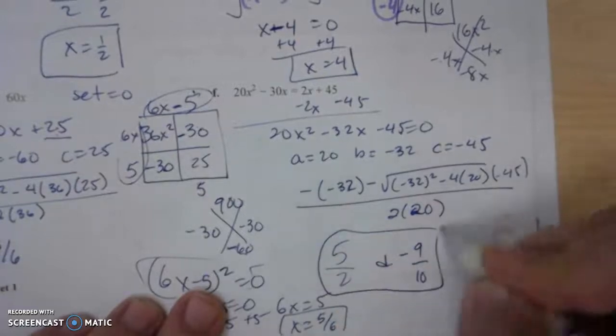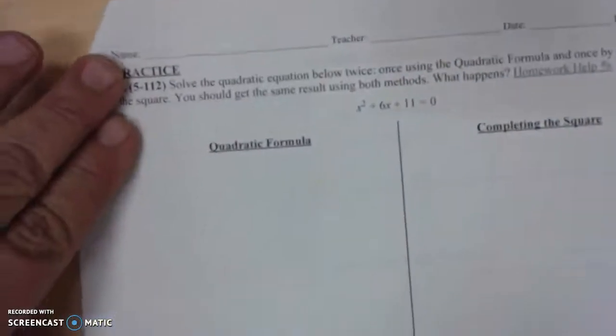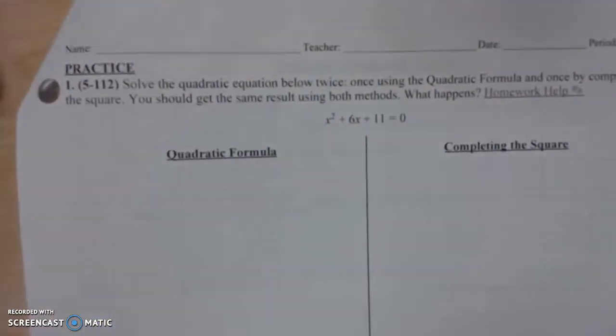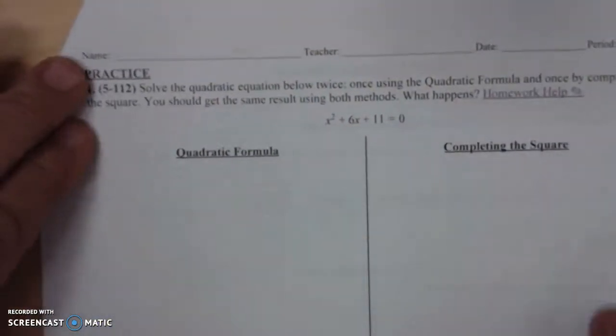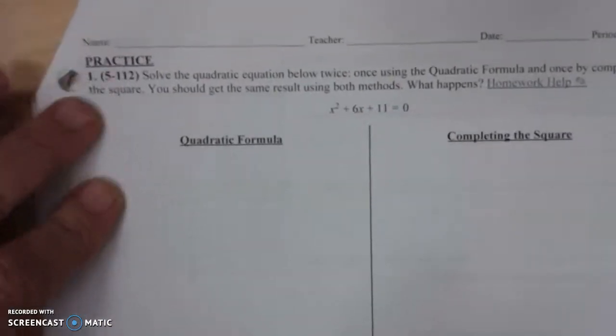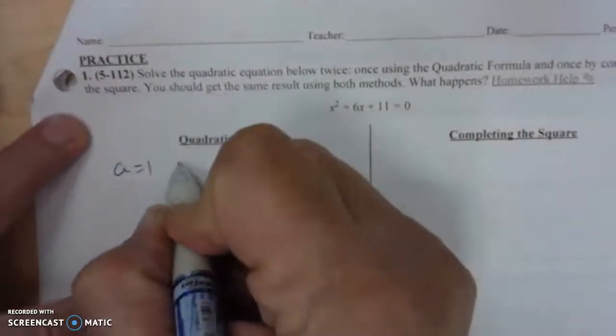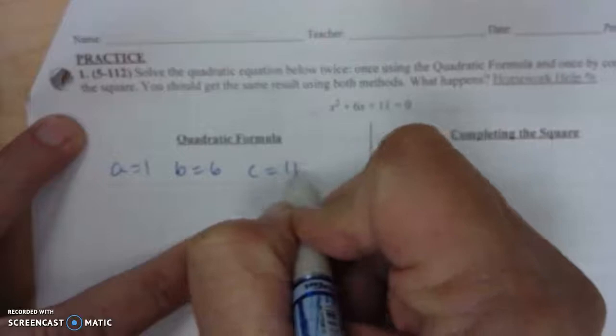So there's lots of methods to do this. Let's look at the next one. Do we use the quadratic formula or do we use completing the square? You have to decide which method is your most preferred. So let's look at quadratic formula. A equals 1, b equals 6, c equals 11.